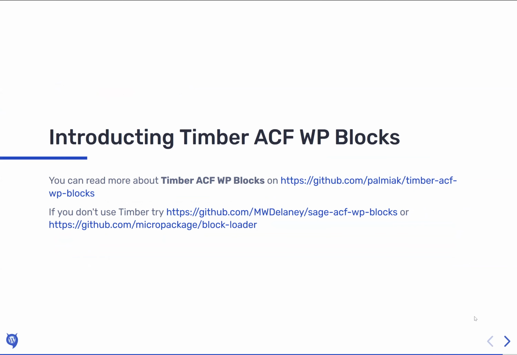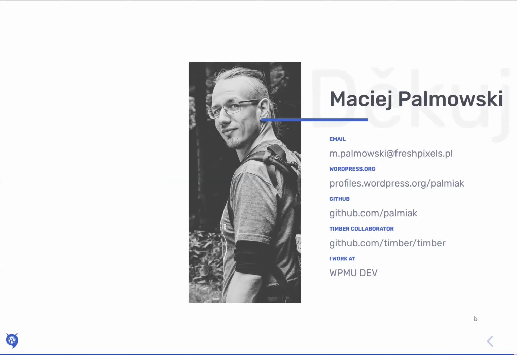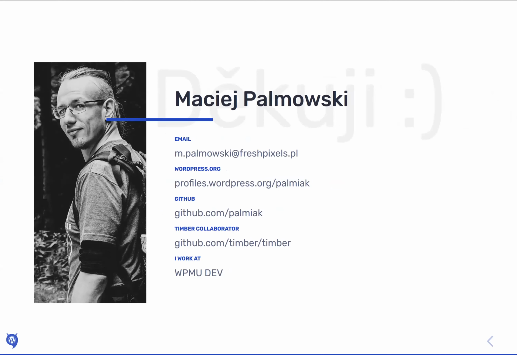If you don't want to use Twig and Timber because you just don't like it, there's an alternative. There's either the way to use it with Sage, and Sage is using the Blade template engine, or Kuba Mikita created a version for pure PHP. So it's up to you which version you prefer. And that's all. Do you have any questions?